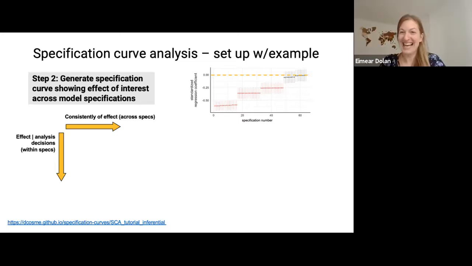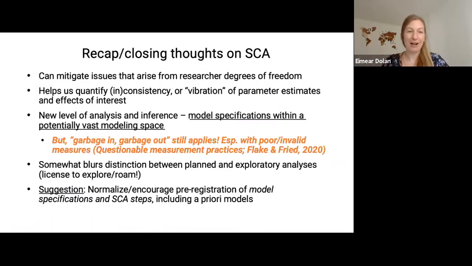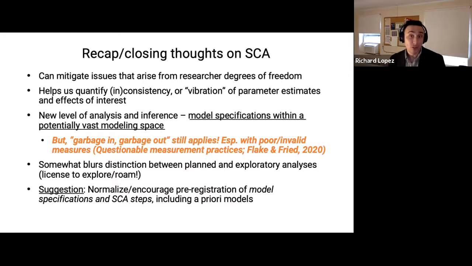Can I go? Sure. Richard, again, apologies if this is a stupid question. I'm trying to wrap my head around the exploratory versus planned parts of this. Is it necessary to a priori justify all specifications, or is there some room to just basically chuck everything in and see what happens within specification? I'm not sure.